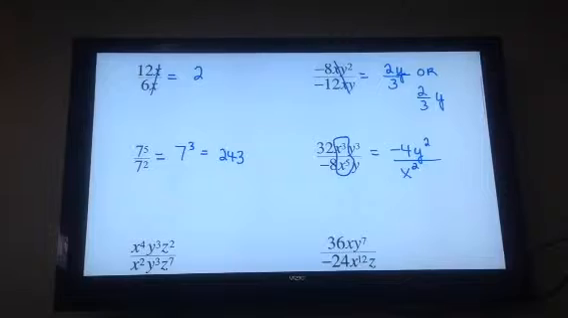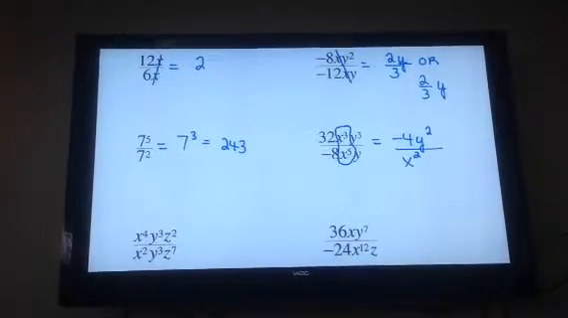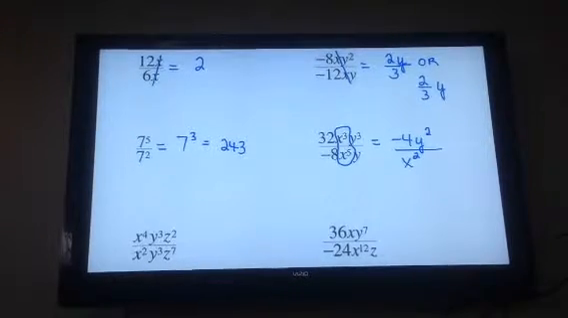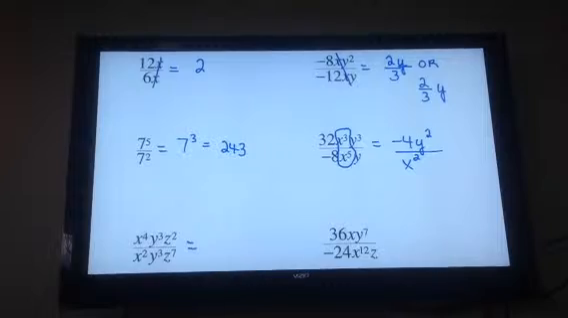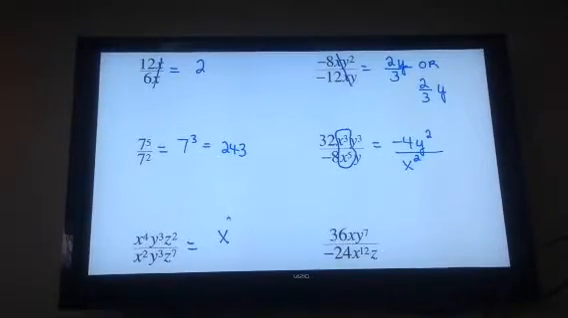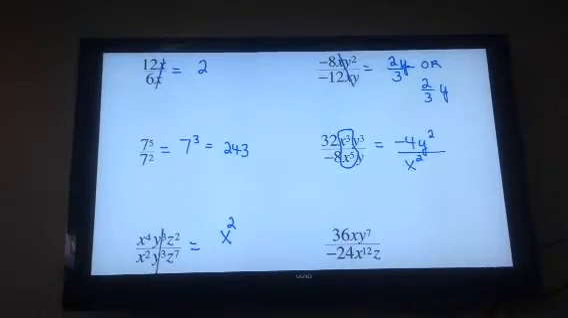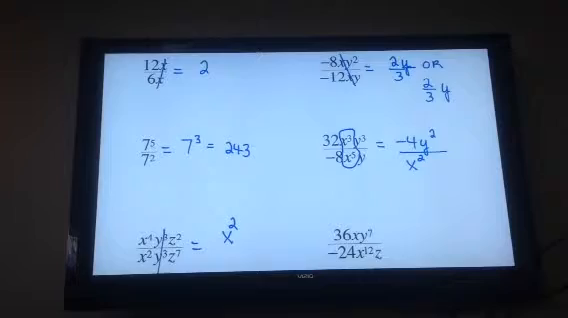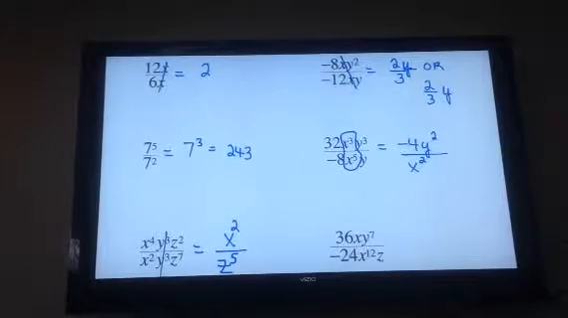Any questions you want to jump in with so far? They're pretty quick questions to do when you do them on your own. Okay, on my x's, 4 minus 2 leaves me x squared in the numerator. My y's equal 1. And on my z's, 7 minus 2 leaves me z to the 5th in the denominator. Larger power in the denominator, so that's where it's going to stay.